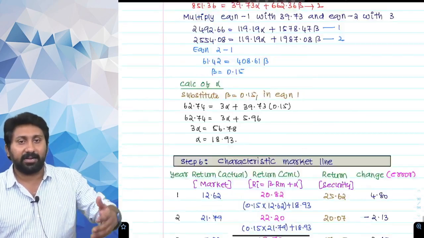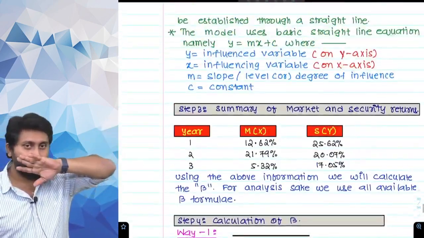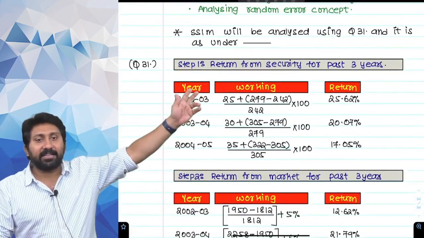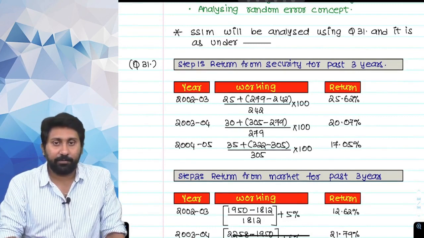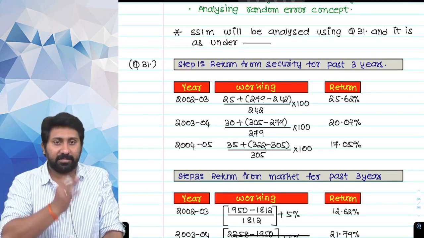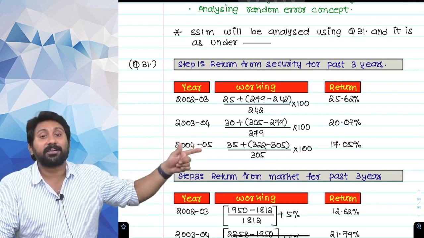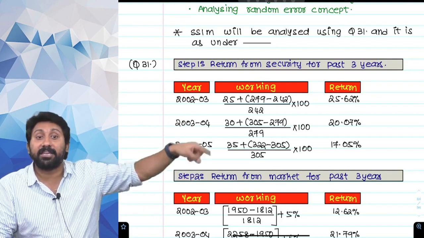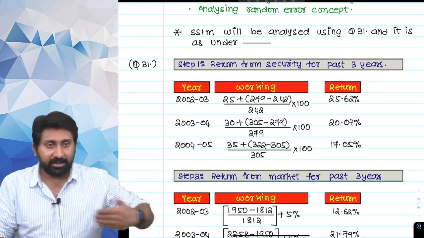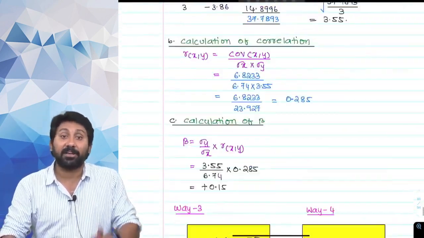Sir, I didn't understand. See here, I will go back. What is the return that the security has given? First year 25.62, second year 20.07, third year 17.05. These are actual returns that actually happened in the past 3 years.